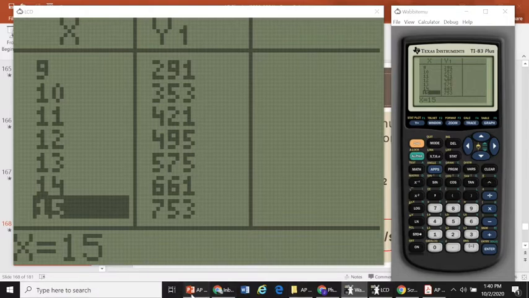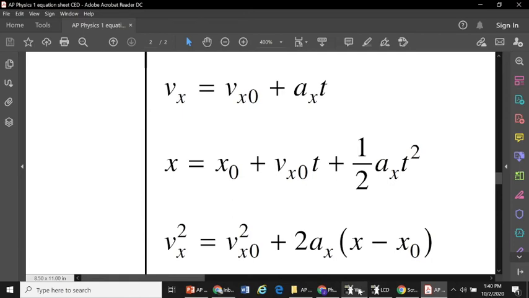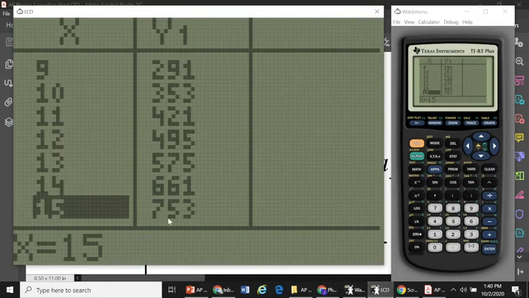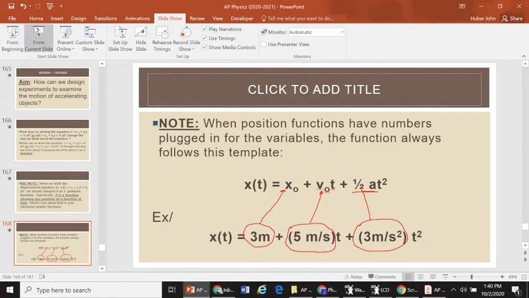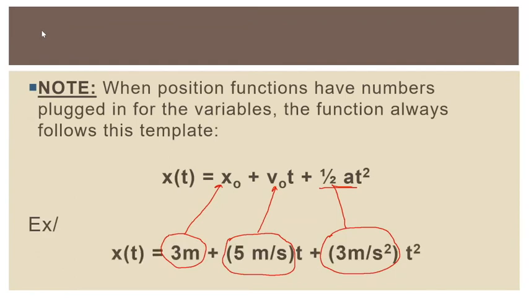If the question is, what was its displacement? Remember, since it started at x equals 3 meters, that just means you would need to take 3 meters off of that number, meaning in 15 seconds, its displacement was 750 meters. Pretty good. So we're going to be using these functions and the idea of these functions when we're doing acceleration experiments, because we can use the idea of this function to make a graph.